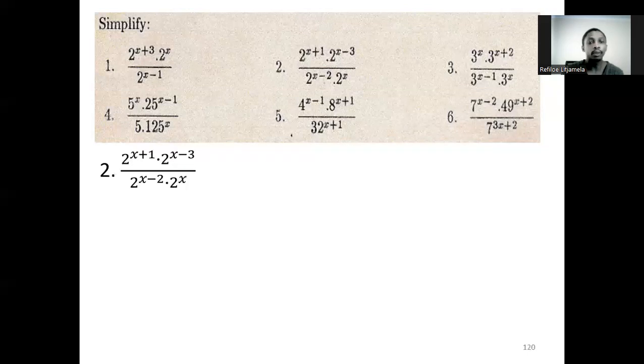Okay, try this one out. I'm going to give you 5 minutes.